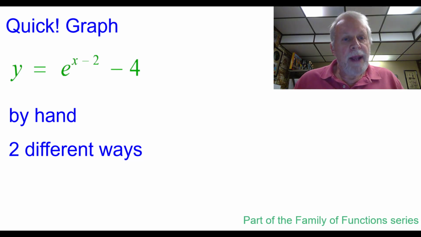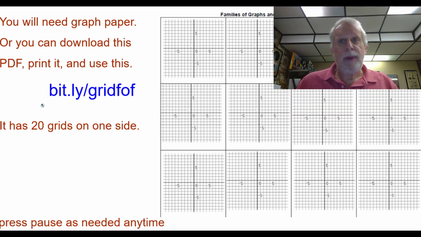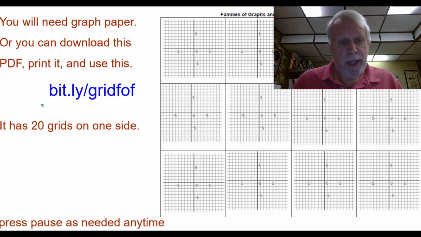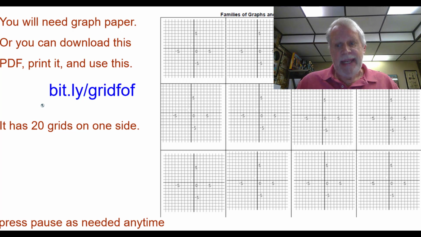Quick, graph y equals e to the quantity of x minus 2 power minus 4 by hand 2 different ways. This is part of the Family of Functions series. You will need graph paper, or you can download this PDF and print it. Press pause as needed anytime during this video.